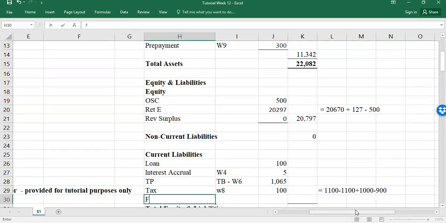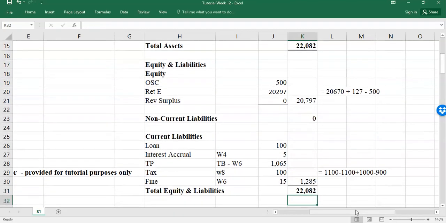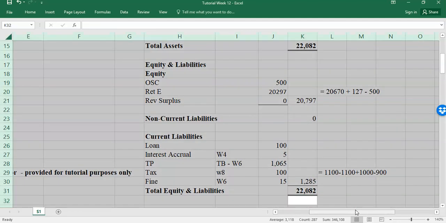And the final one then is the fine, which is working 6. The provision for the fine is 15. So there is a good lot of stuff there, and it's quite tricky. So it's important that you have your wits about you to make sure you capture everything that's required. So that gets you your current liabilities to be 1285, and add that to your equity, gets your total equity and liabilities to be 22082. And again, thankfully it balances. You know you're on the right track.